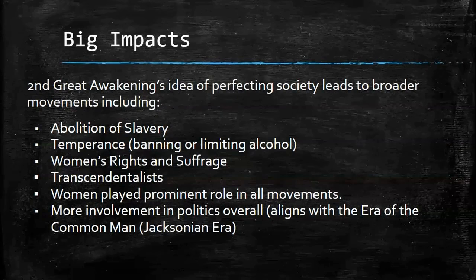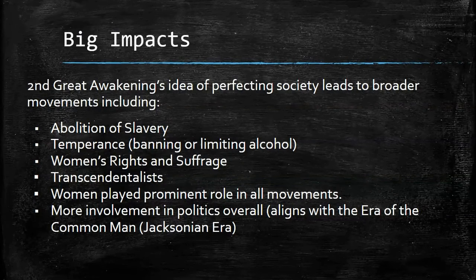Finally, let's look at some of the big impacts of the Second Great Awakening. Its powerful idea of perfecting society leads to broader movements, including the abolition of slavery, temperance movement, women's rights and suffrage movement, transcendentalism, and many more like education and prison reform. Women played a prominent role in all of these movements, with some notable names like Susan B. Anthony, the Grimke sisters, Sojourner Truth, and Margaret Fuller.